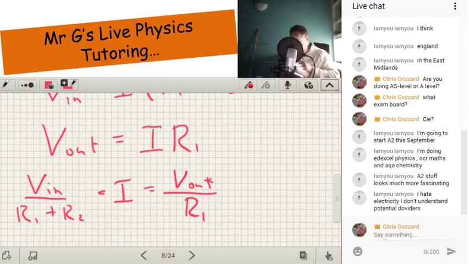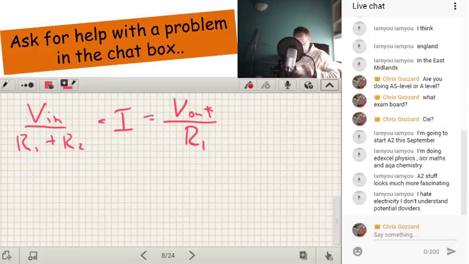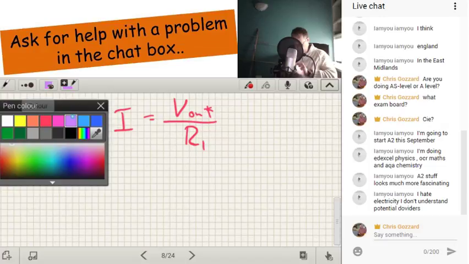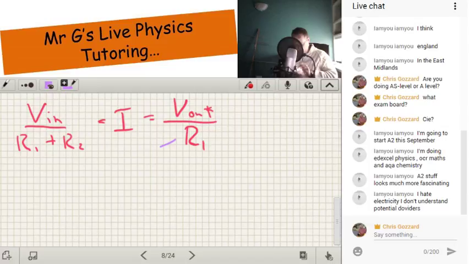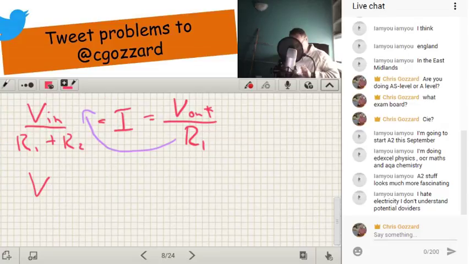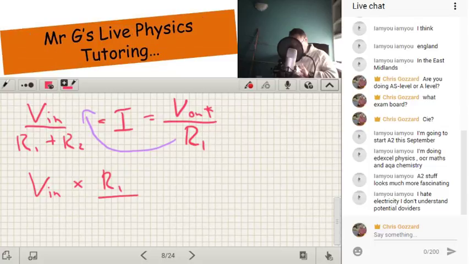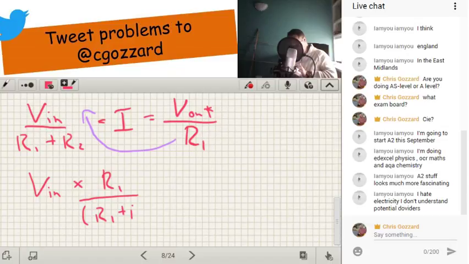The final little part: I'm going to move R1 over to the other side. If I tidy it all up, I get V in times R1 over R1 plus R2 equals V out.